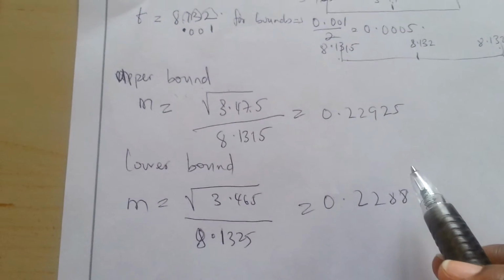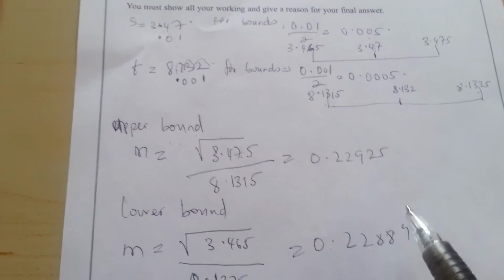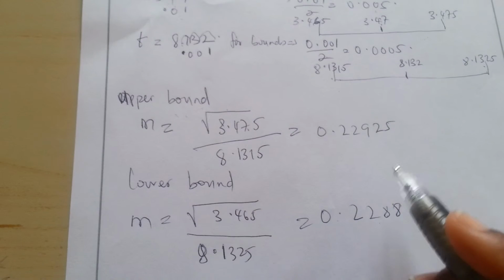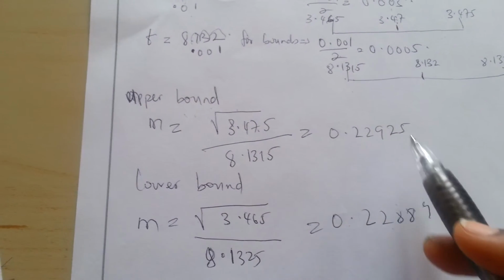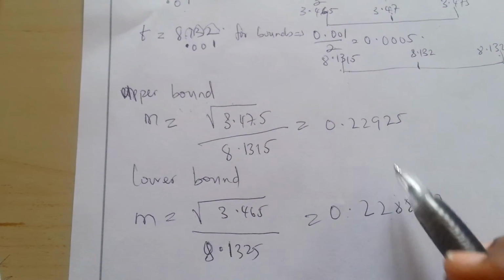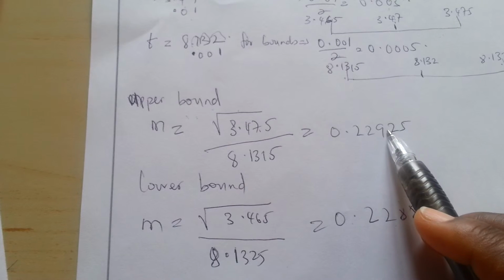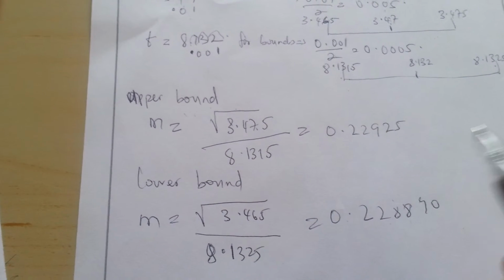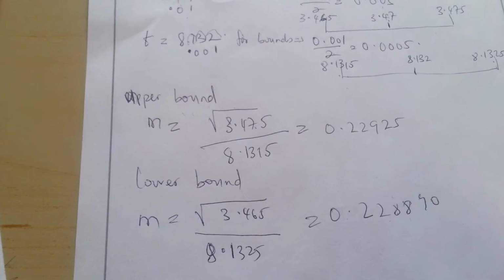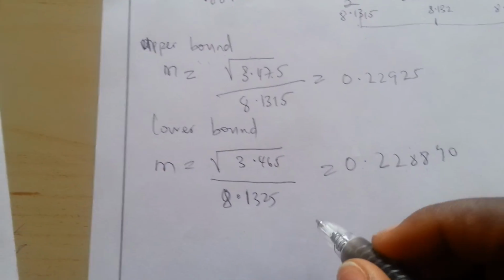What do we mean by saying to a suitable degree of accuracy? At what degree would you approximate and have the same thing at the upper and lower bound? That's just what it meant. So from here we'll find out that it's to the third degree, 1, 2, 3, to 3 decimal places. That's the best degree that we can use to get the same thing at the upper and lower bounds.